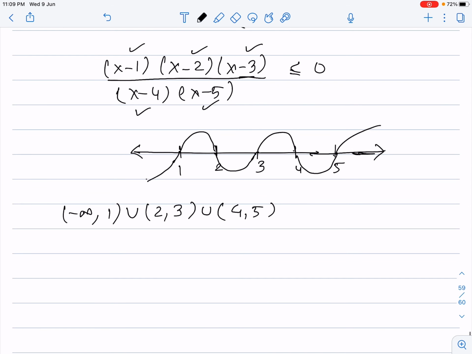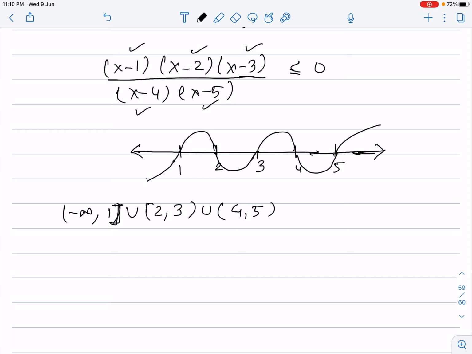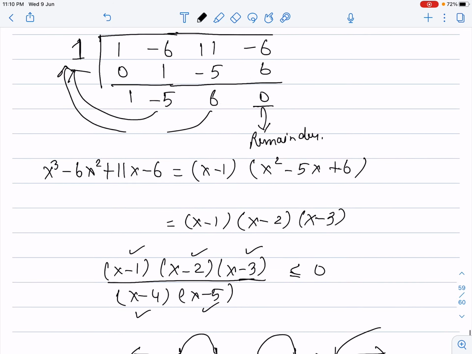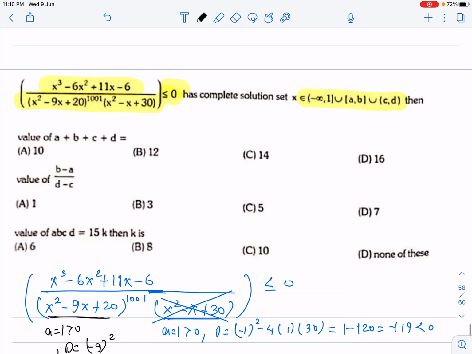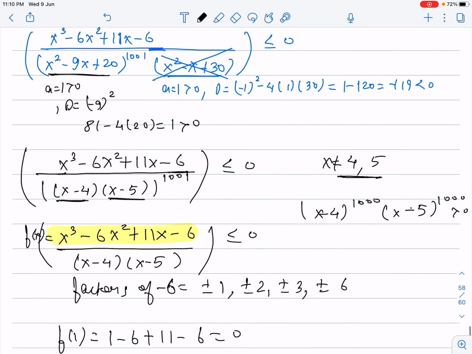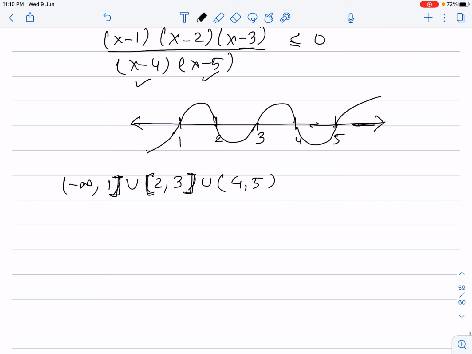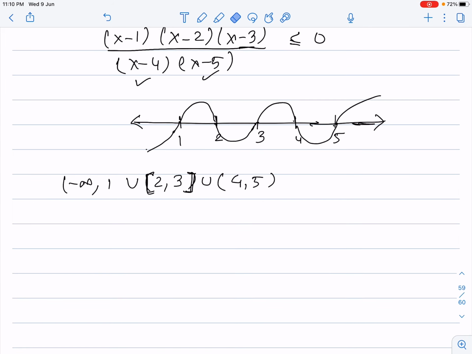Now guys, the numerator thing should be made closed by me. So x can be equal to 1, so it should be made closed over here. x can be equal to 2, so it can be made closed by me. x can be equal to 3, so it should be made closed by me. So what was the final answer given for you? It was given like minus infinity to 1. Let me write it again. Close, close, close. Minus infinity to 1 union closed A to closed B union open C to open D.